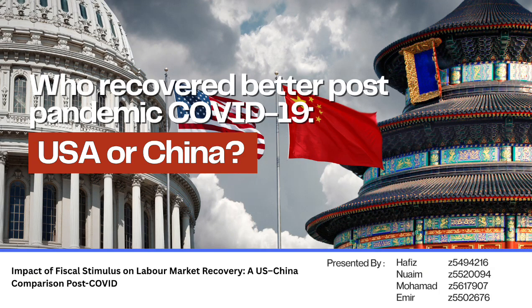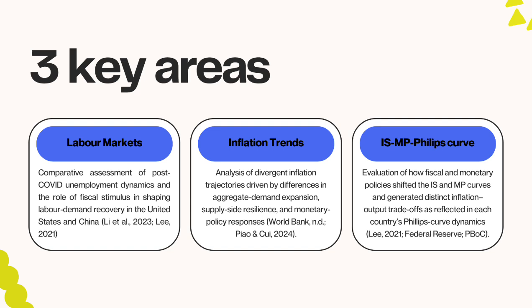Our group will compare how the United States and China responded to the economic shock of COVID-19 using both empirical data and short-run macroeconomic theory. We analyzed three key areas, which are labor markets, inflation trends, and the IS-MP-Phillips curve, which together explain how fiscal and monetary policy affected output and prices.